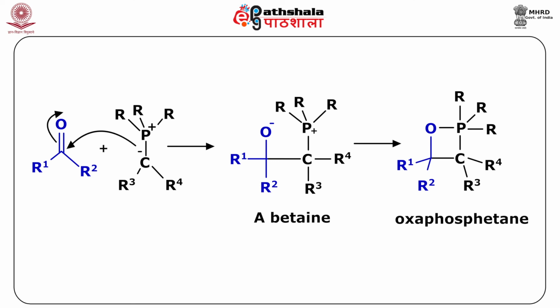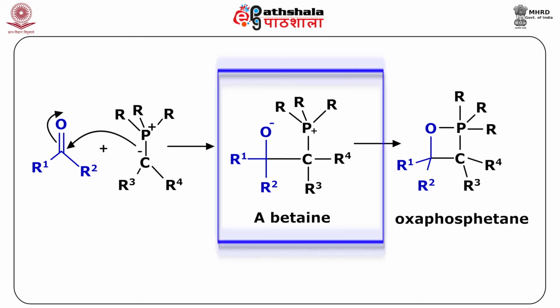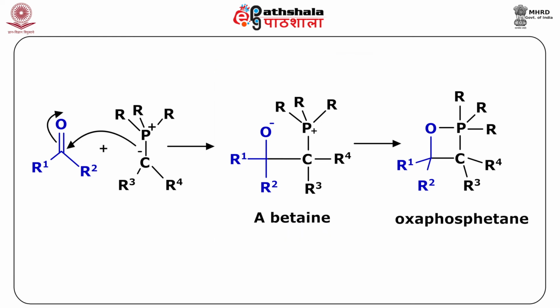The carbon bearing the negative charge in the ylide attacks the electron deficient carbonyl carbon, and this results in the formation of a betaine, as you can see here. This betaine is not a completely cyclic species, it is in between, where the C minus has attacked the carbon of the carbonyl, and as a result there is an O minus, this alkoxide ion, in this particular form, which is formed as you can see here, and this is what is called a betaine.